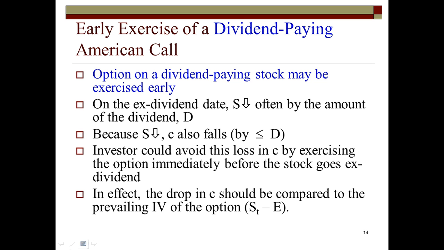So in effect, the drop in the call premium should be compared to the prevailing intrinsic value of the option. Remember, the intrinsic value is what you would receive if you exercise the option, and the call price is what you would receive if you sold the option. So the question is, which one would get you more money given the effect of dividends? So there is more on that argument that could be discussed in a different circumstance.